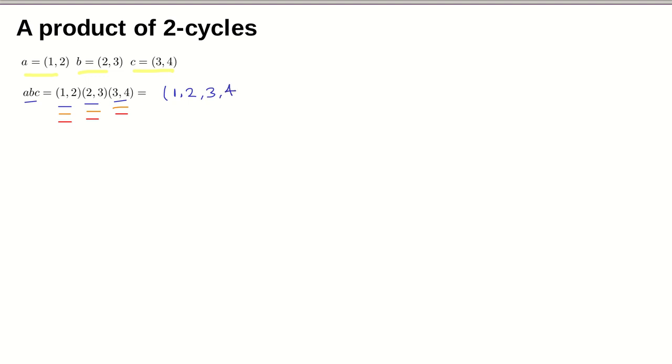And finally, if we look at what happens to 4, C sends 4 to 3, B sends 3 to 2, A sends 2 to 1. Putting those together, ABC has sent 4 back to 1, which means we close the cycle, and that's it. We've dealt with all of the numbers 1, 2, 3, 4, which appear in our permutations, so ABC is equal to the 4 cycle 1, 2, 3, 4.